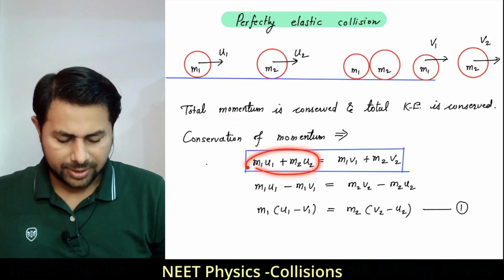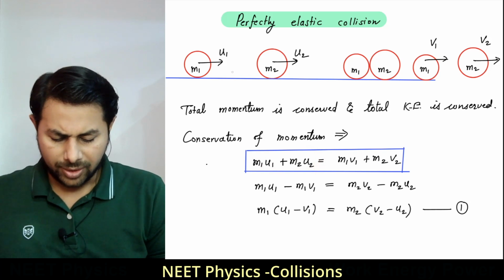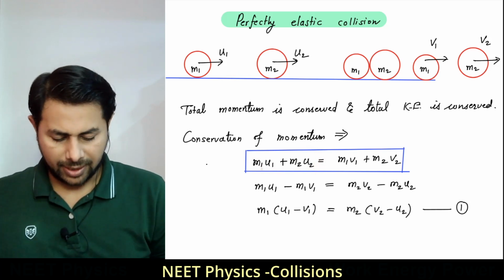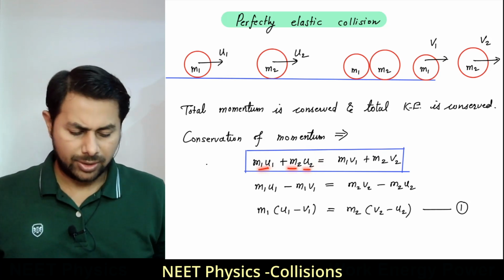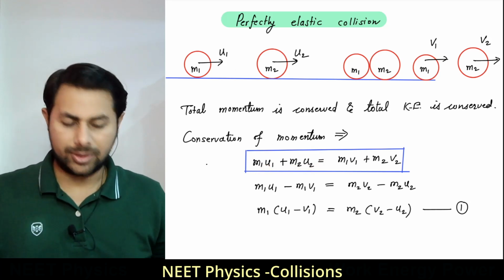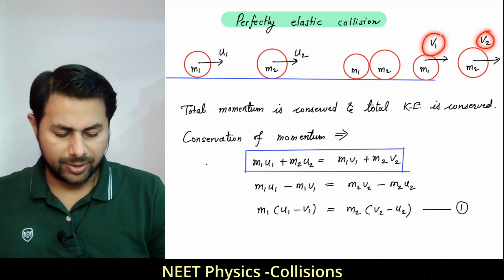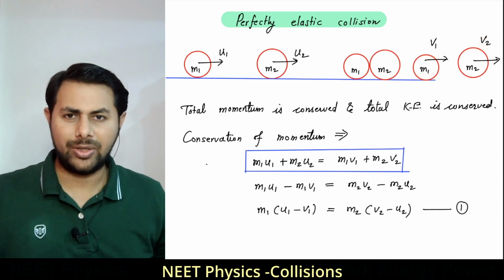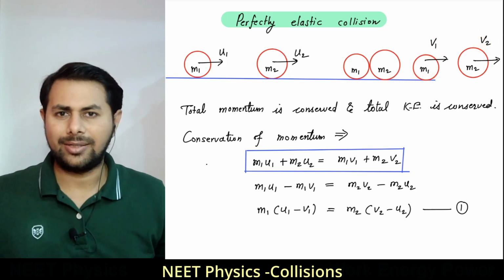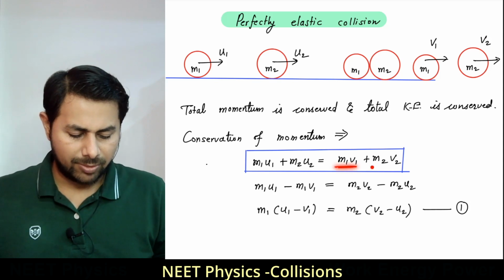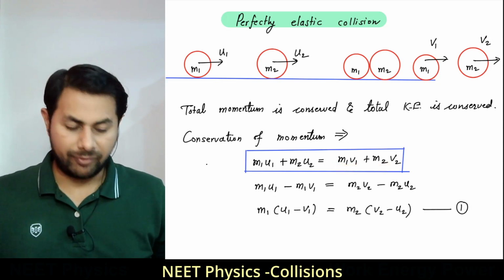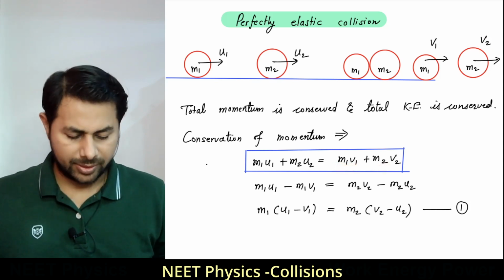For momentum conservation, the total momentum before collision is m1 u1 plus m2 u2, which is equal to the total momentum after the collision. Suppose the speeds after collision become v1 and v2 for the first body and the second body. So the total momentum is m1 v1 plus m2 v2, right?